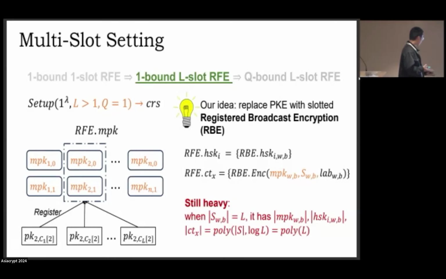But in some extreme case, if this broadcast size is exactly L, I mean all users register into the same MPK, then the size of all parameters will also grow with L. So RBE is still too heavy for us.